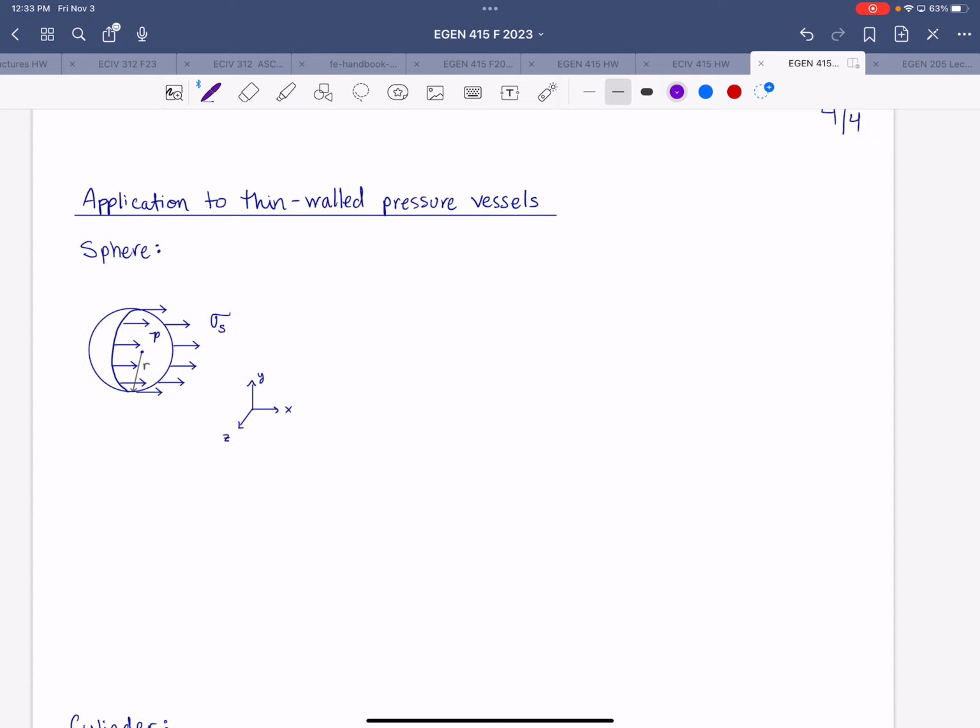All right, so we have a sphere with pressure internally, and we expose the internal stresses, right? This sigma S is shown as the longitudinal stress. But for a sphere, the longitudinal stresses and the hoop stresses are both the same magnitude, and they're both principal stresses, unless there's some other force at play, right? If there's only pressure involved, then they're both principal stresses.